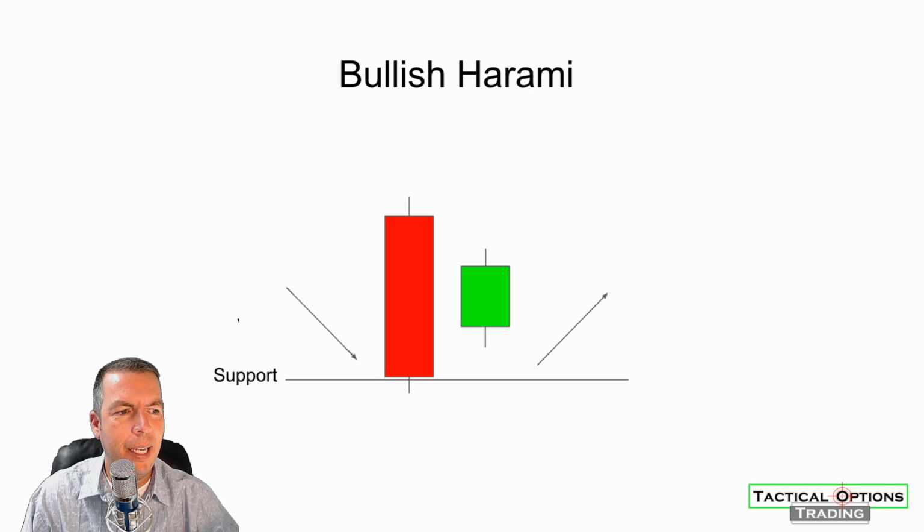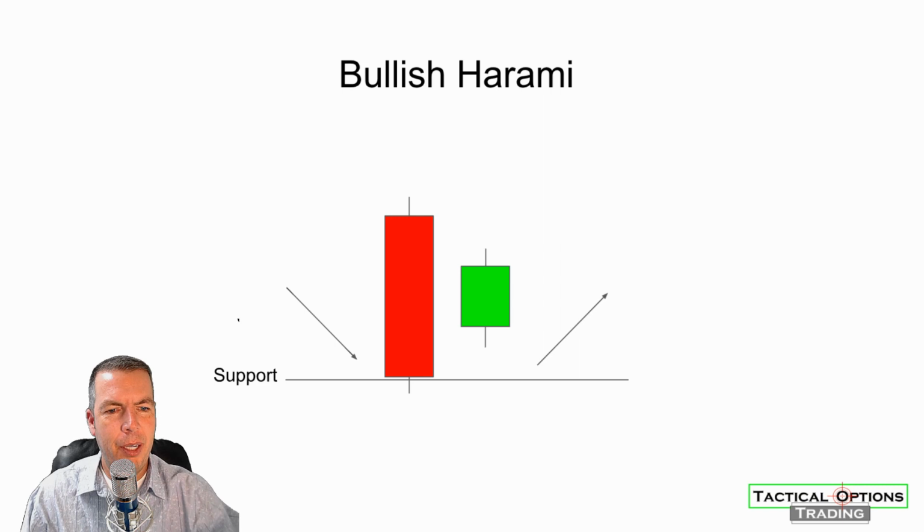But on that second day, there's only a narrow range candle that closes up for the day. So what we look at in this pattern is that momentum to the downside has stopped. We have some buying that has come into the market, and we're right there near that support level. And so we're looking for that support level to hold.